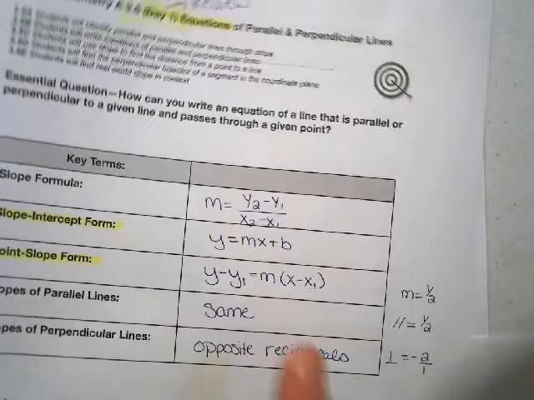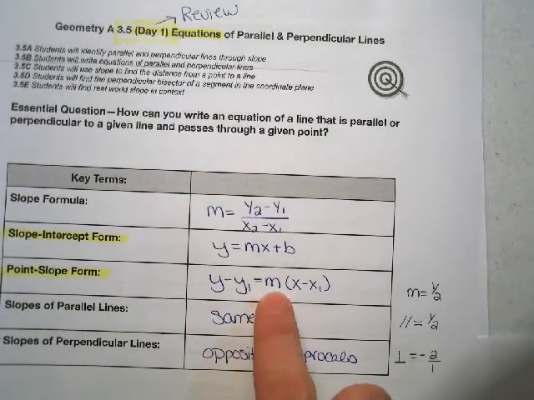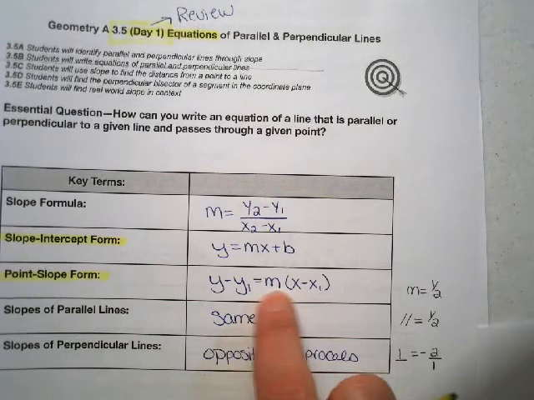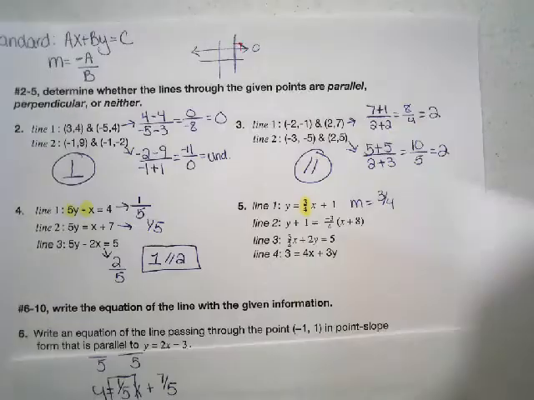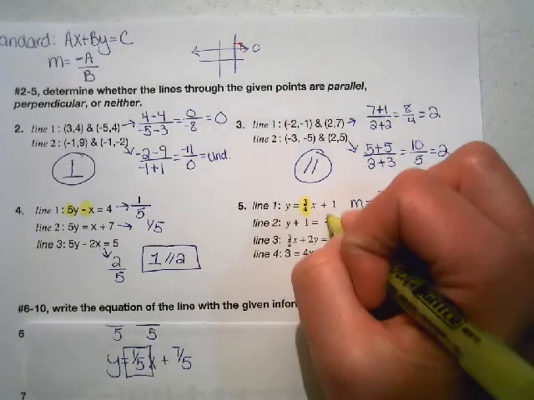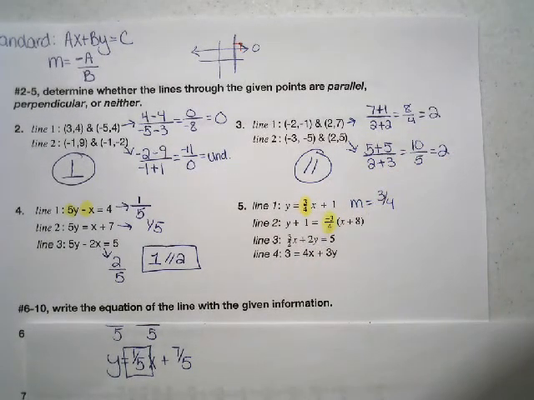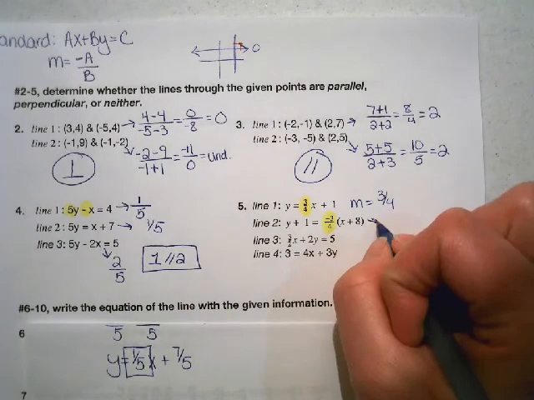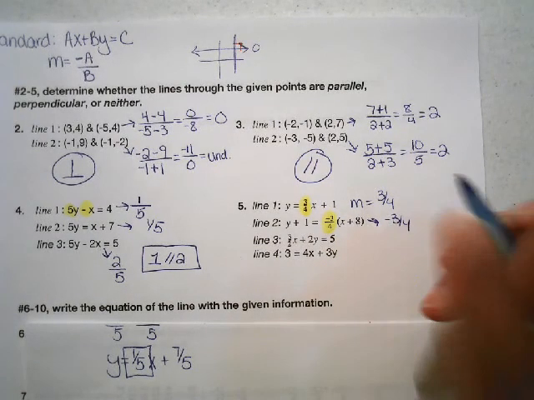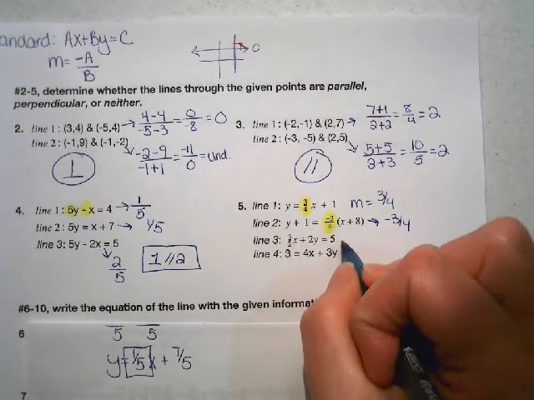All right, on number 5, line 2 is actually in what we call point slope. So that's this form. Notice the m is in front of the parentheses. So actually, this one, the slope is also really easy. It's just sitting right in front of there.